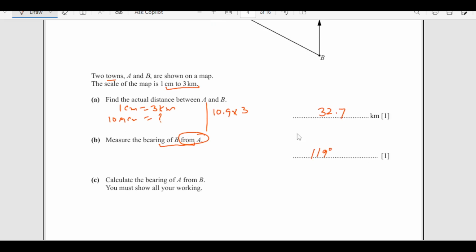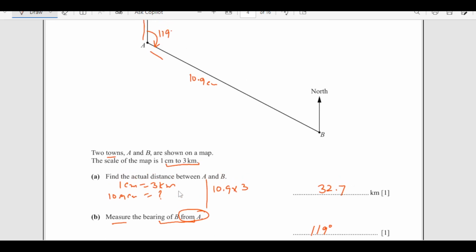Right. Now calculate. So this was measured. Now this is calculate. See the difference. This is measured. This is calculate. Now we are not measuring with protractor. Bearing of A from B. Now we have from B. So where we need to go? At point B. So we are going to calculate B, this angle up to A. So we are looking for this angle, right?